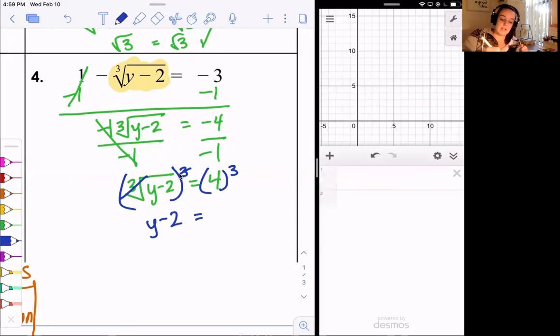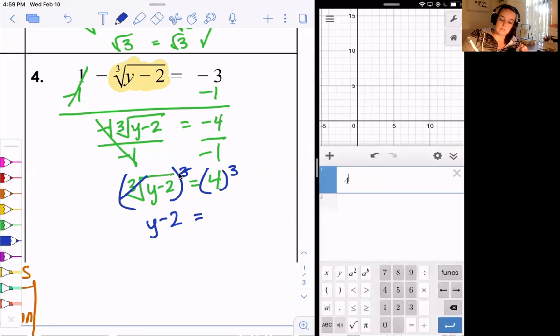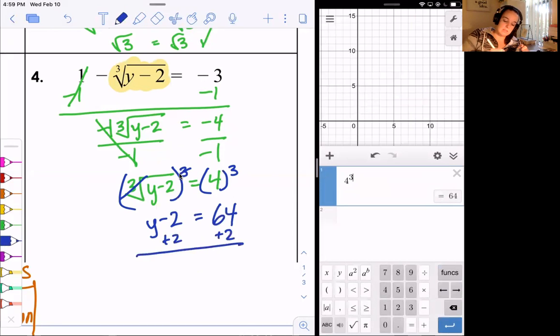4 times 4 times 4, I know is 64, but we'll check it out. 4 to the power of 3, 64. I'm going to add 2 on both sides. Y equals 66. I'm hoping that 66 is the correct answer.